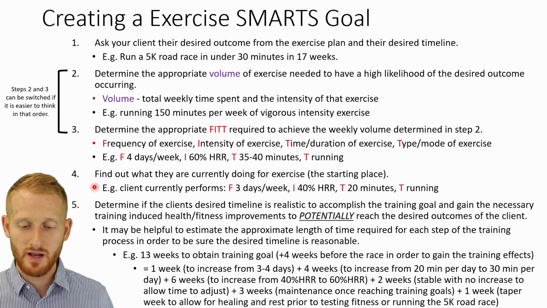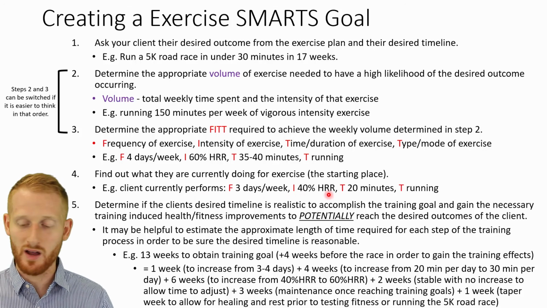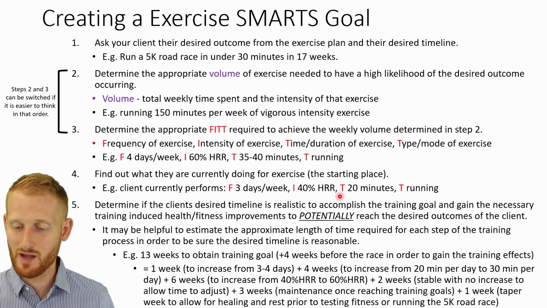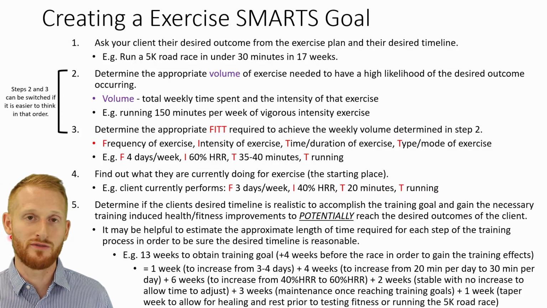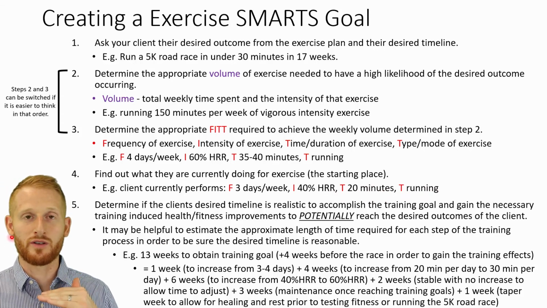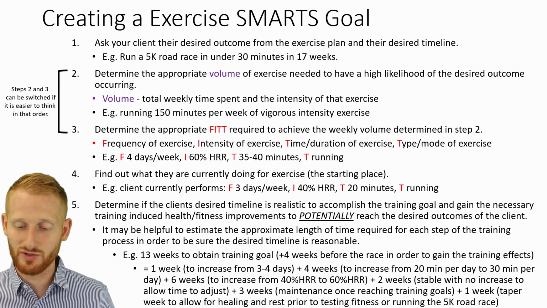So number 4 here, find out what they are currently doing for exercise. So maybe this person is running 3 days a week, doing 40% of heart rate reserve, which is the bottom of the moderate intensity zone, and they're doing it 20 minutes per session. So I already said running there. You need to know where they're currently at so you can figure out how far they need to go from their current status to their potential goal status.